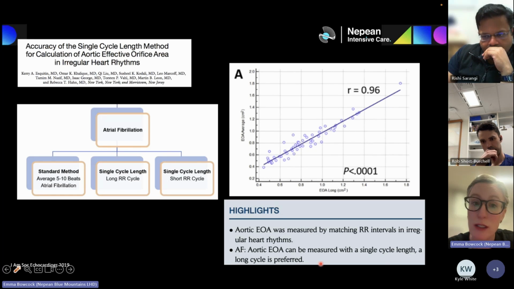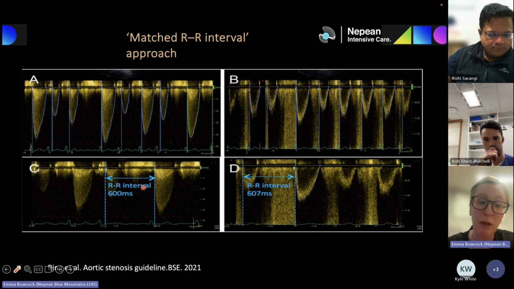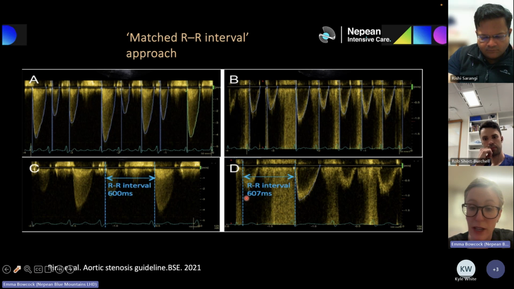A lot of us do this, just matching that RR cycle, the longest one. And this is from the BSE guidelines, who also recommend doing this as well. So this is how it would look. You would match your RR interval for this one to be the same as for your continuous wave, and you try and match that as best you can.